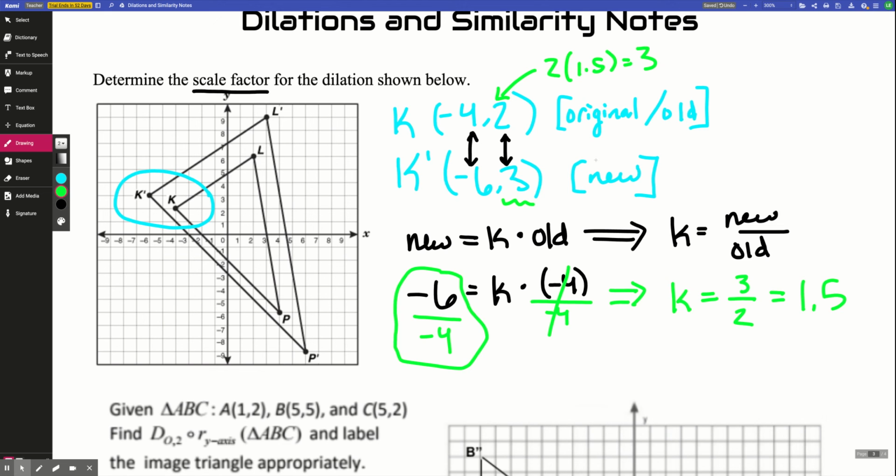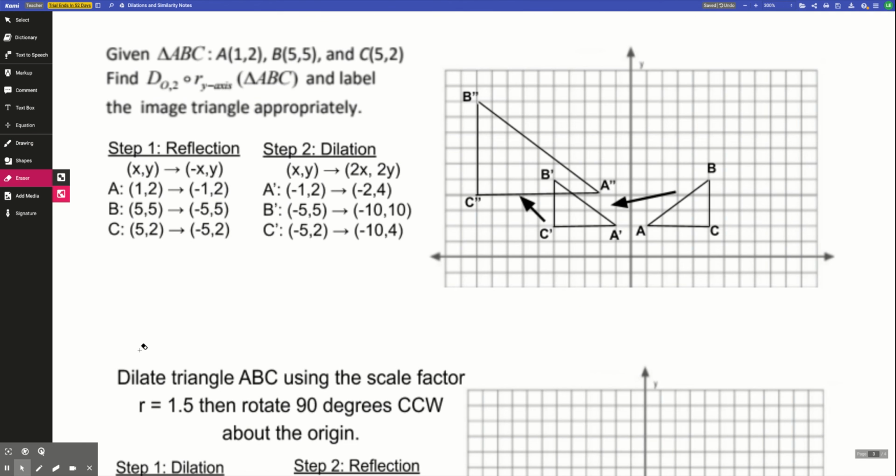All right. Give me a sec to clear my screen off. I think I've got 2 more examples for you that deal with the composition of transformations that have some dilations in there. All right, y'all, last 2 examples here.